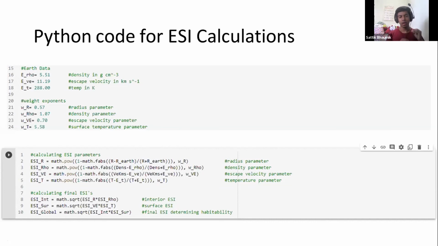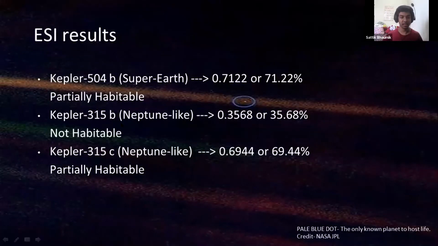Now, ESI, since it's a ratio of comparison, the values start from 0 to 1, where Earth has been given the value of 1 since we are taking it as the reference system. So after calculating, this is our ESI result.